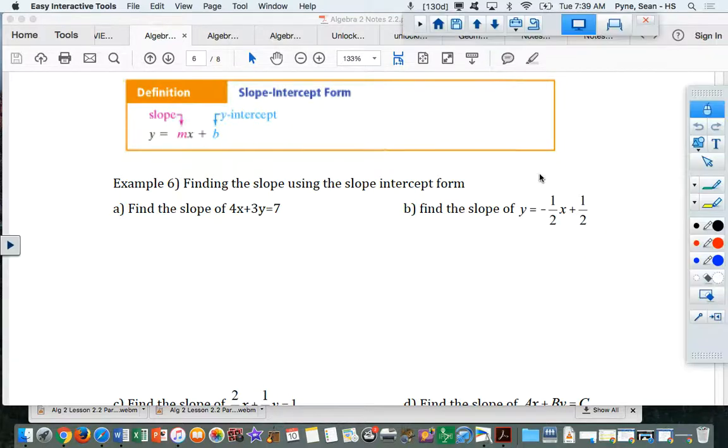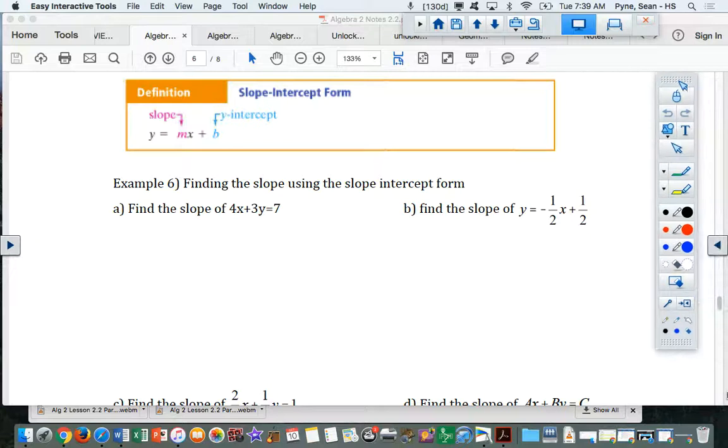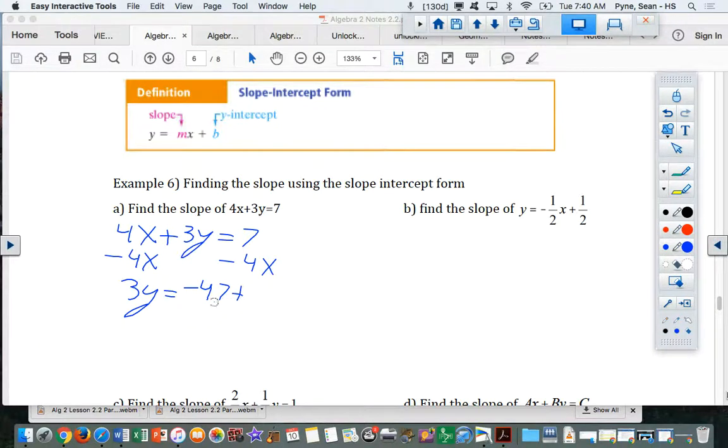So for the first one, is it in y equals form? No. So what we have to do is get my y alone. What would be the first step to getting y alone? All right, Alex. Subtract the x. Okay, so we're going to subtract 4x to both sides. So now I have 3y equals negative 4x. Ooh, that's not an x. Negative 4x plus 7.